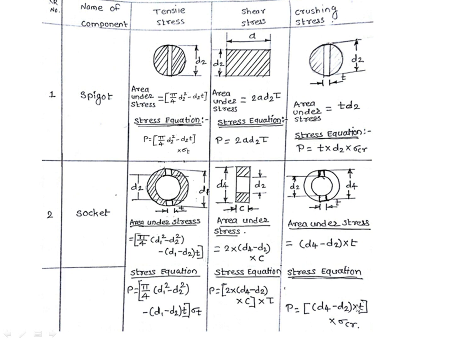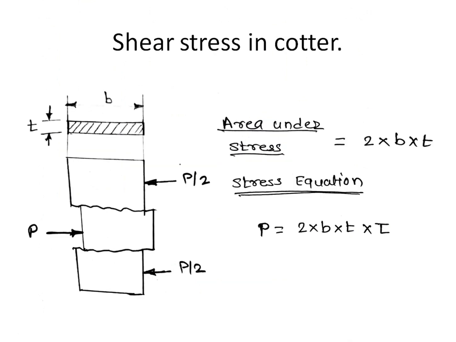The crushing stress generated in the socket is due to the reaction of cotter coming onto the slot of socket. The area under crushing stress will be d4, that is outer diameter of collar of socket, minus inner diameter of socket, into T, that is thickness of slot. The strength equation for the crushing stress of socket is given by load equals area into stress. Load, we are assuming it is P kilonewton, equals d4 minus d2 into T multiplied by sigma CR. Now we will discuss the strength equations for cotter.